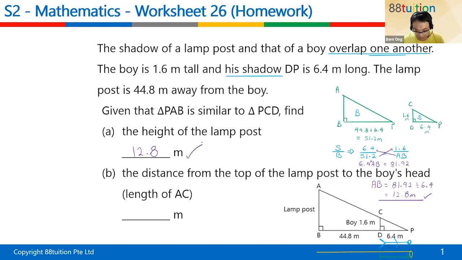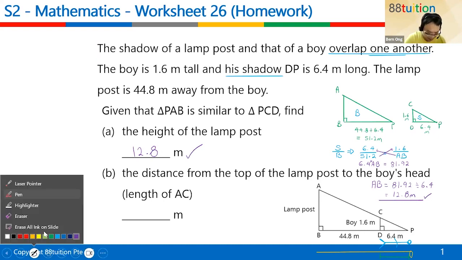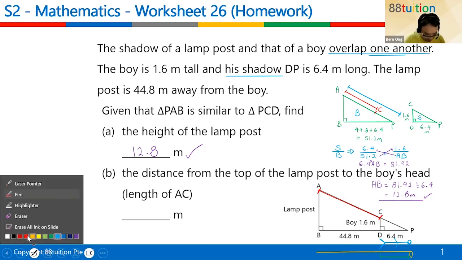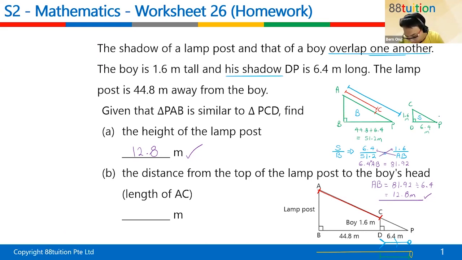What's next? They are looking for the distance from the top of the lamppost to the boy's head. Looking at the diagram given, they are looking at this red line here, which is AC. You see now, they're looking for AC. AC is up to maybe here. This means you have to find AP, this whole thing. You must find AP, and after that, go and minus PC.